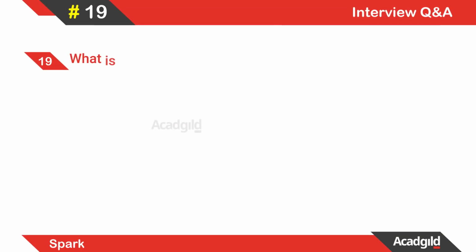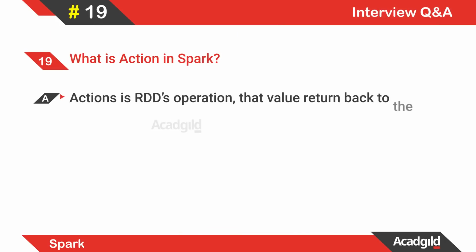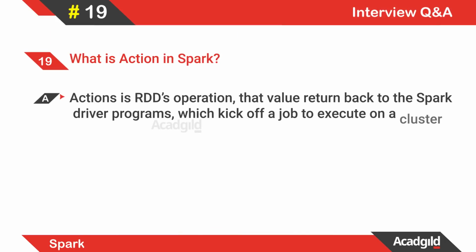Let's try to understand what an action operation in Spark is. Like we discussed in the previous section, a transformation is a lazy evaluation. So unless and until you call an action operation, it is not going to perform your transformation operation. So an action is basically an RDD operation that returns values back to the Spark driver program, which kicks off a job to execute on a cluster.